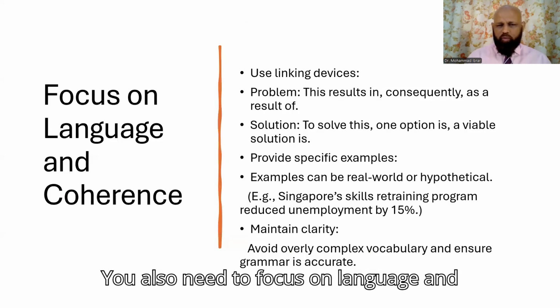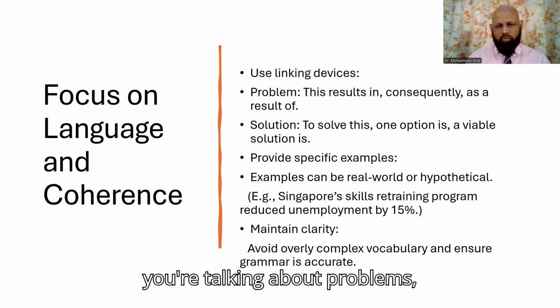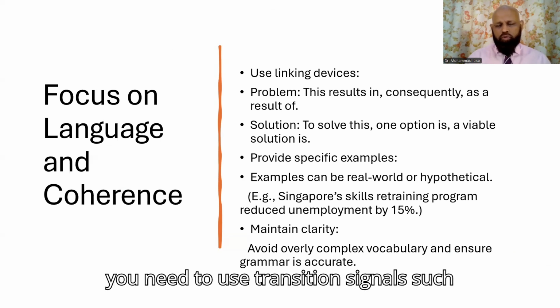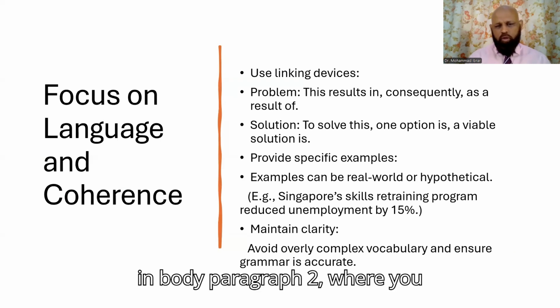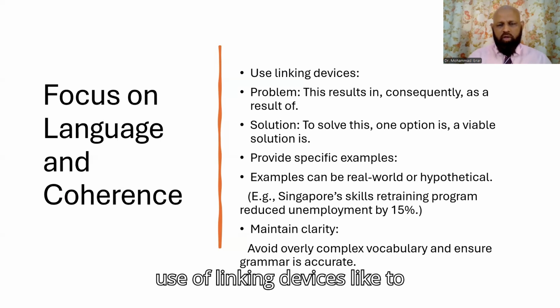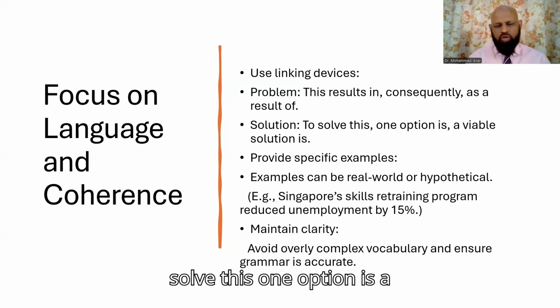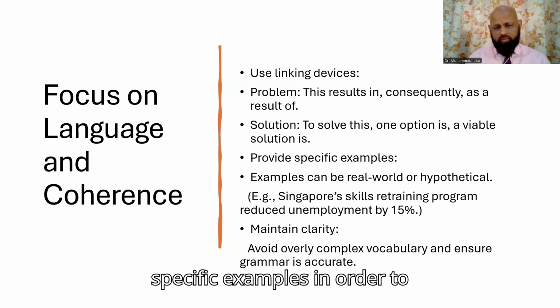You also need to focus on language and coherence. For example, when you're writing your body paragraph 1, where you're talking about problems, you need to use transition signals such as this results in, consequently, as a result of. In body paragraph 2, where you offer practical solutions, you can make use of linking devices, like to solve this, one option is, a viable solution is.